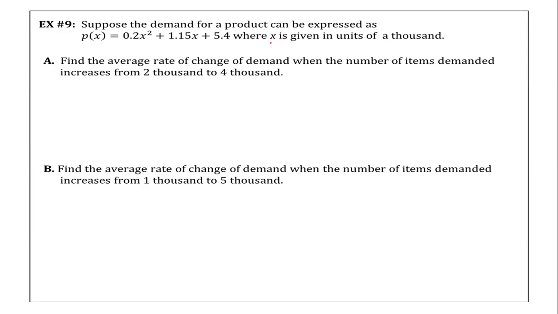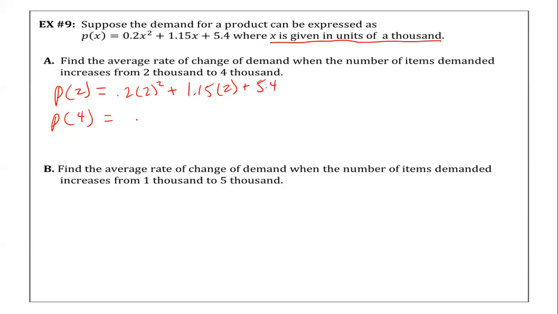The thousands represent my what? X. So we know that X is 2, but we do not know what it produces. We know that X is 4. No, because it says your X is given in the unit of 1,000. So I'm plugging in P of 2 to find my said value. So when I plug in P of 2, that's 2/10 times 2 squared, plus 1 and 1/1500 times 2, plus 5 and 4/10. Then we have 2/10 times 4 squared, plus 1 and 1/1500 times 4, plus 5 and 4/10.